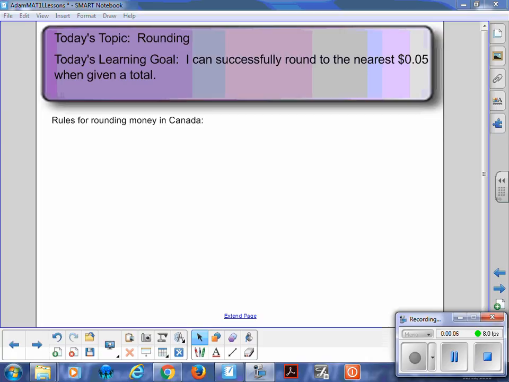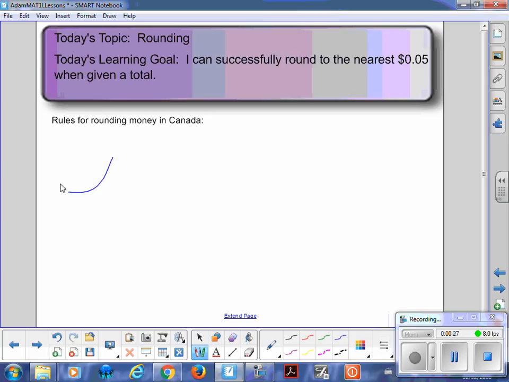So today we're looking at rounding, and specifically we're looking at rounding in terms of money. Before, this wasn't really a large issue because we didn't have any need to round, but now in Canada, since there's no more penny, it's very important to know the rounding rules, and they're very similar to what you learned back in elementary school.